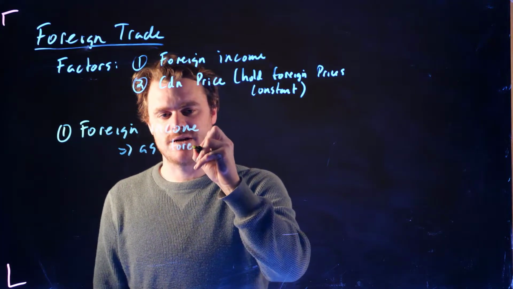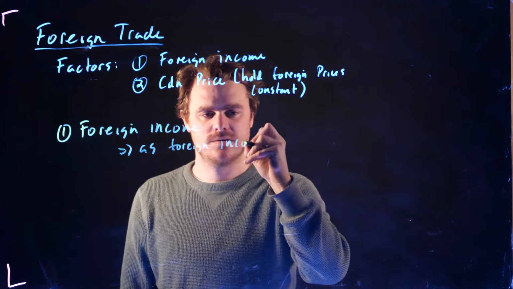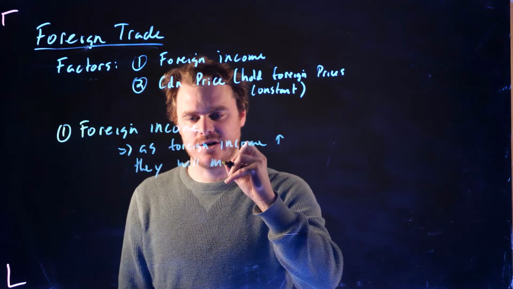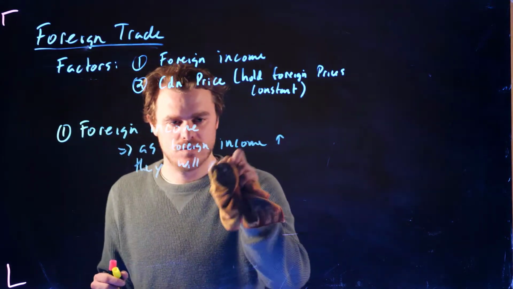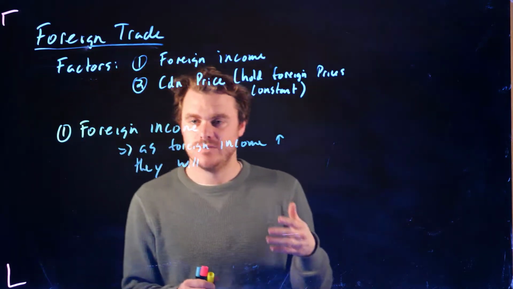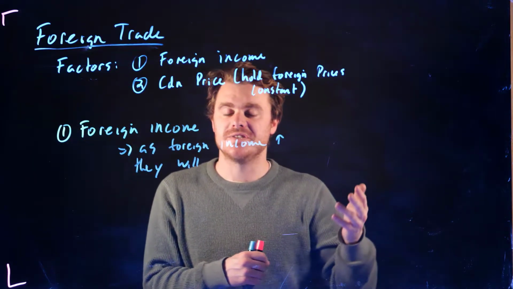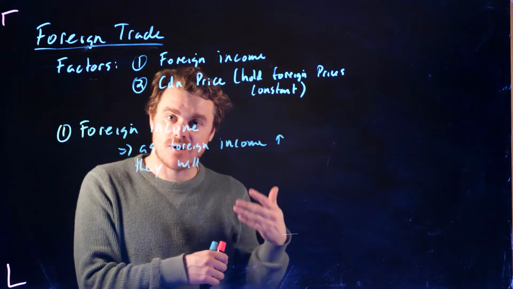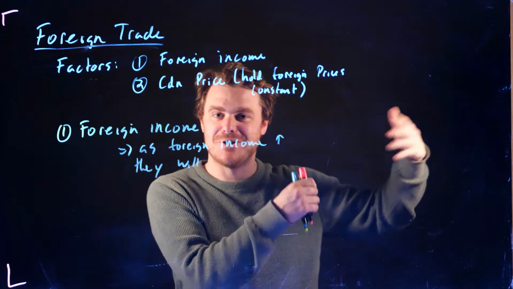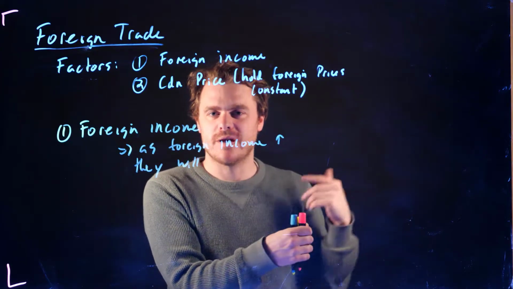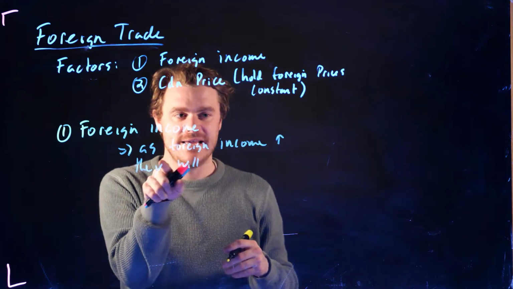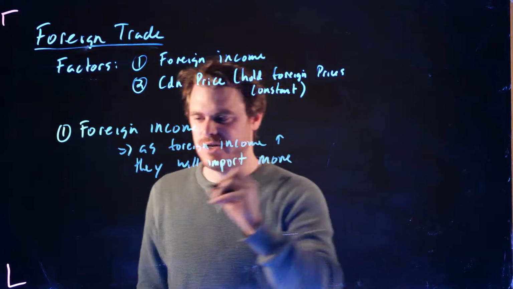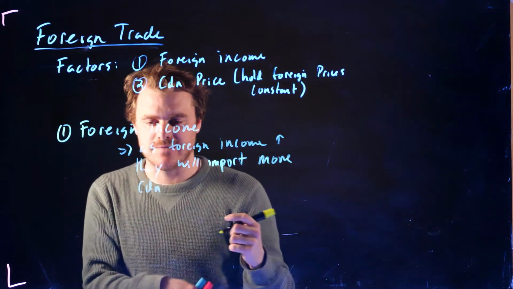As foreign income increases, they will buy more Canadian goods, just like how our imports rely on Y in this model, other countries' imports are going to rely on Y. And so as these other countries' Ys go up, their national incomes go up, they're going to start importing more Canadian goods, right? So as foreign income increases, they will import more Canadian goods. Again, we're looking at the Canadian perspective here.